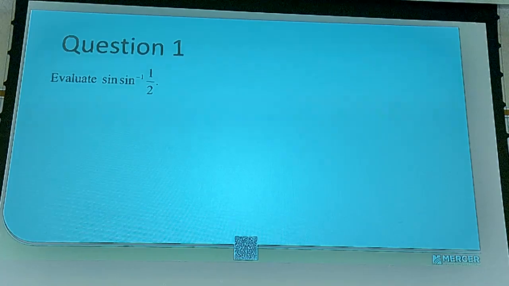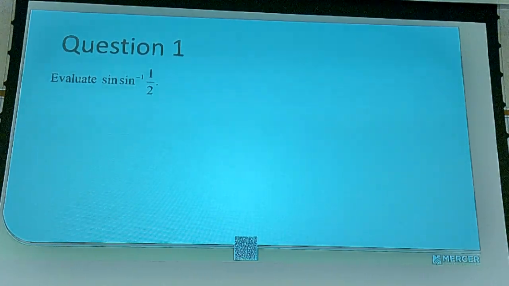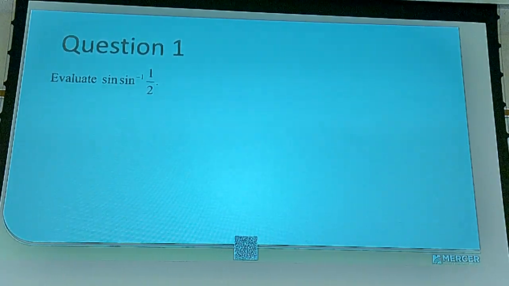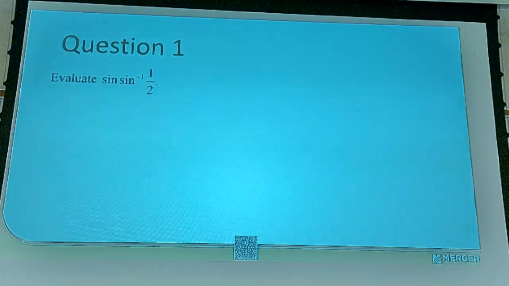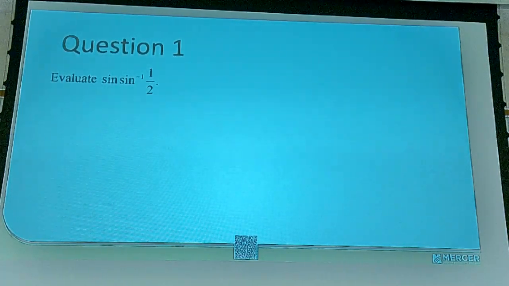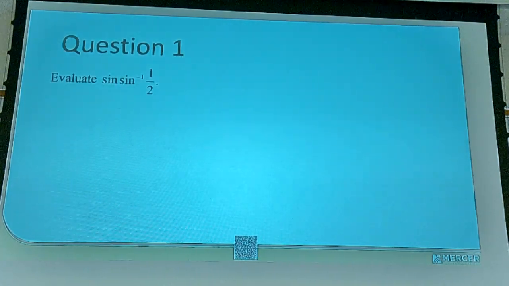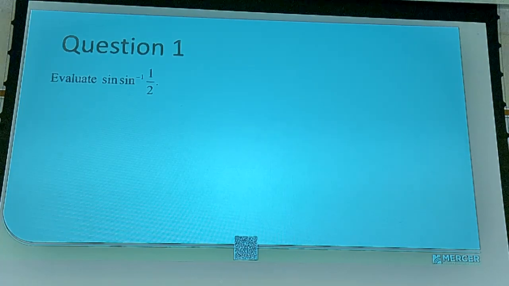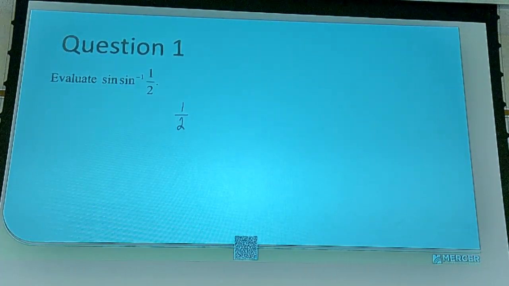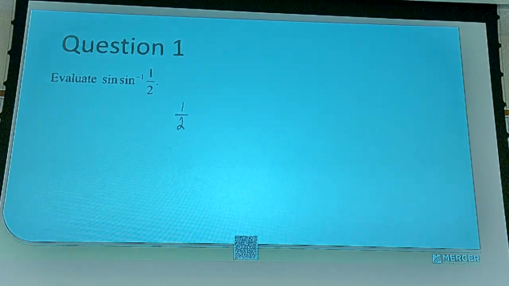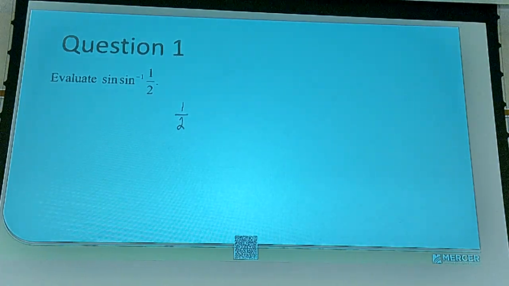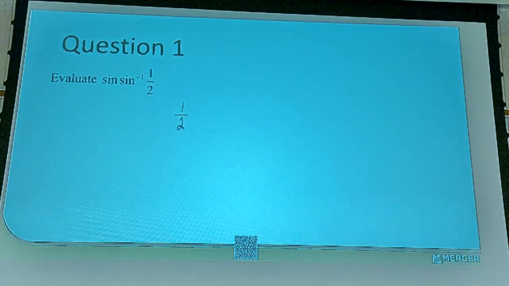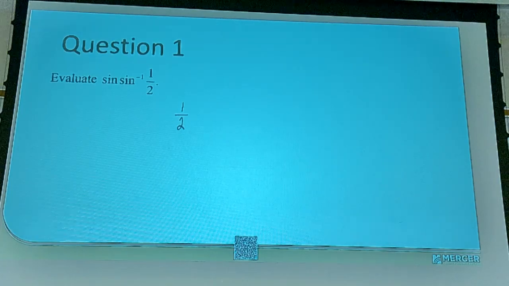Evaluate sine of the inverse sine of 1/2. What we want to do: is 1/2 in the range of sine? Yes. Which means the sine and the inverse sine undo each other. That's kind of the definition of inverse functions, right? f of f inverse of x is just x. That was easy.